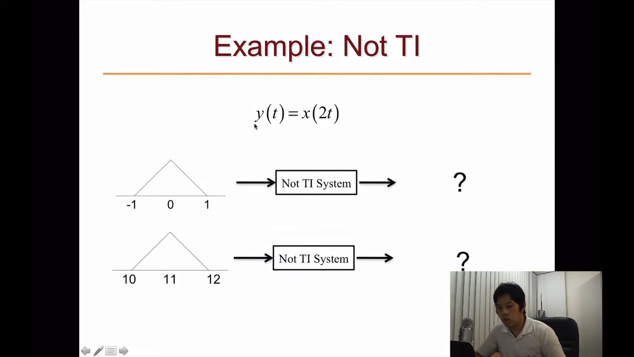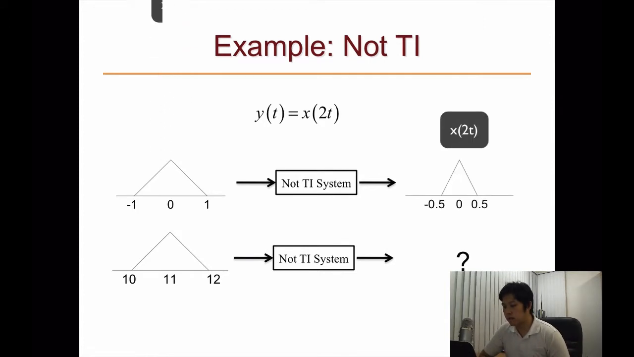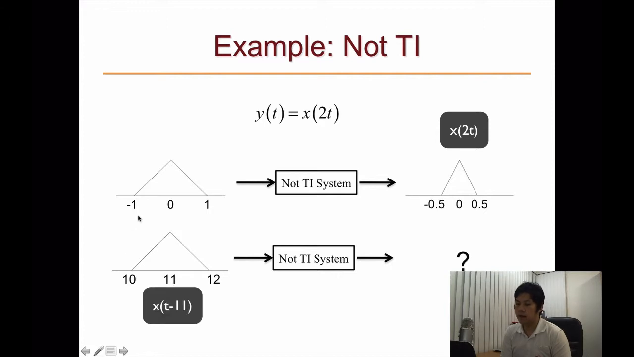Let's look at this y(t) equals x(2t). If we feed this triangular signal as an input to this system, we will get a shortened version of the input, because it's like running a video 2 times faster. So instead of spanning from -1 to 1, you get the output signal spanning from -0.5 to 0.5. But if we give the system the shifted version of the same input by 11 units, we should expect to have the same output shifted by 11 units as well.